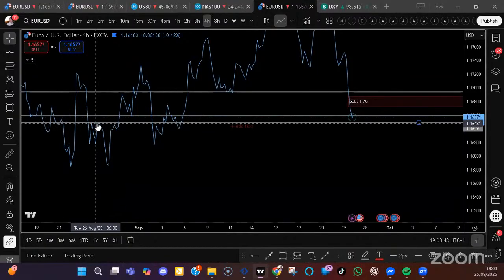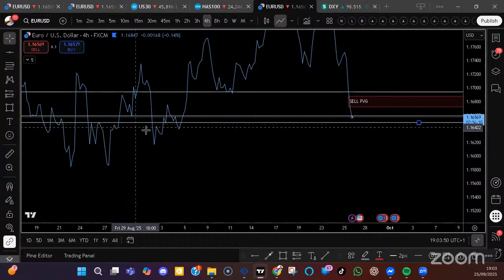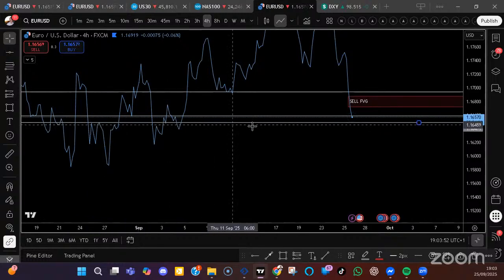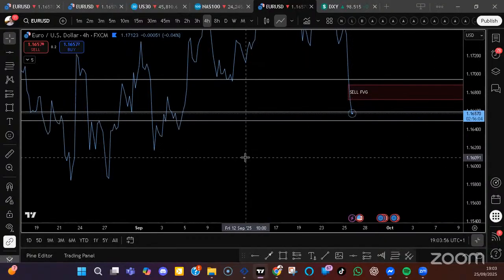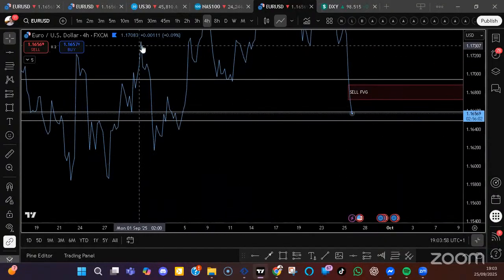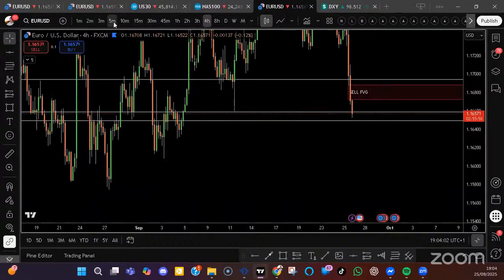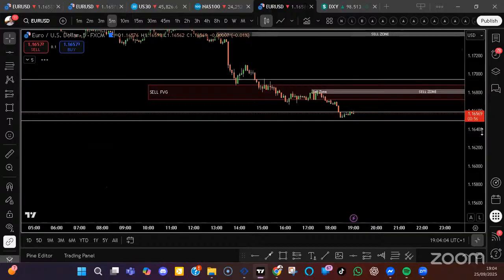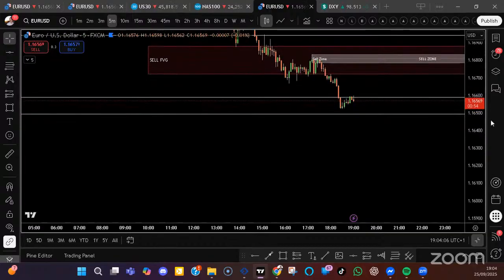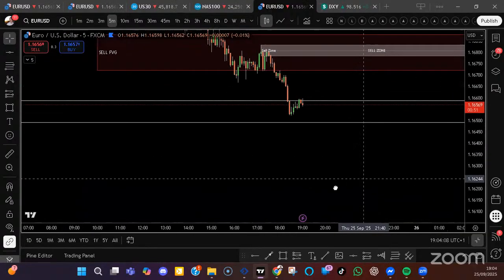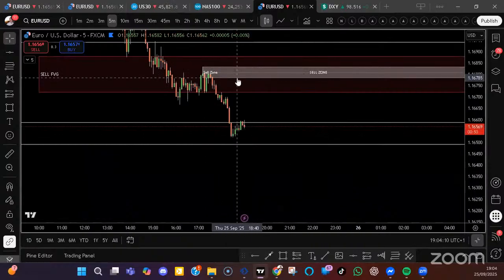Yeah, see, it reacted there, there, and there also. So it could come back down to that area there. So we will come back off that, put it on the 5-minute time frame. And now we can see that we've got a sell zone right in the middle of this imbalance.